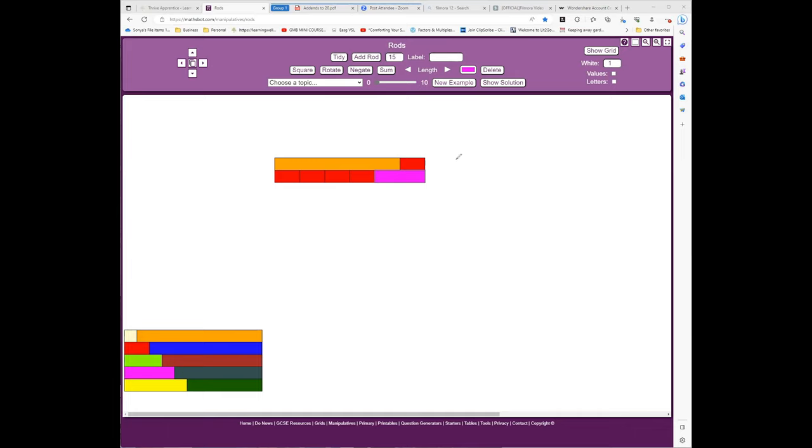red plus red plus red plus red plus purple, this is where we're going to start, is the same as orange. And orange is the orange-red combination, and it is a legitimate name for 12. It's the same as a 10. This is a 10 rod, and this is 2. And I'm going to put the values in so that you can see.